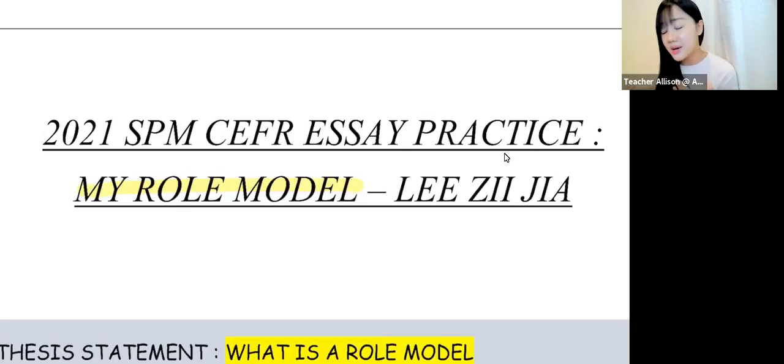So why not today we learn an essay on how to write about my role model, and we will be using Lee Zii Jia as our role model for this essay. Thank you, Lee Zii Jia, for bringing so much pride to our country, as well as the other athletes, the Malaysian representatives for this year's Olympics. Anyway, the main focus for today's class is still the essay.